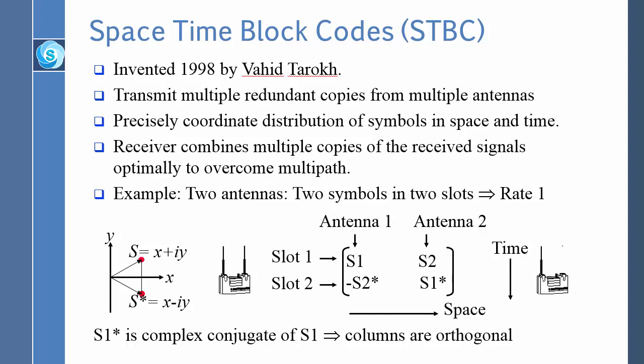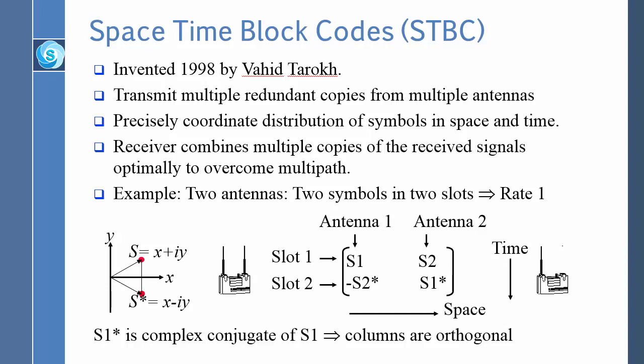If S2 is X plus iY, what will you send here? Minus X plus iY. So here you send X plus iY, here you send minus X plus iY. You see, now you have two equations. You can clearly calculate X and Y, and you can clearly get the phase. Much better than if you have two X plus iY.